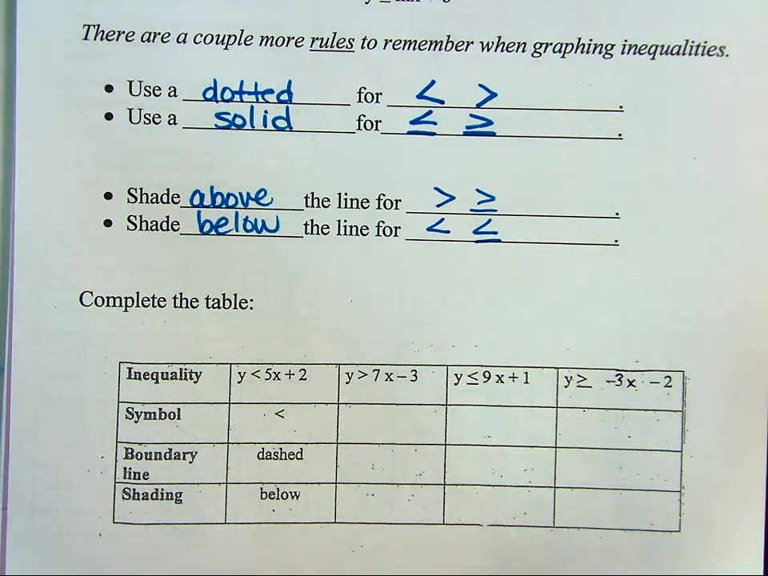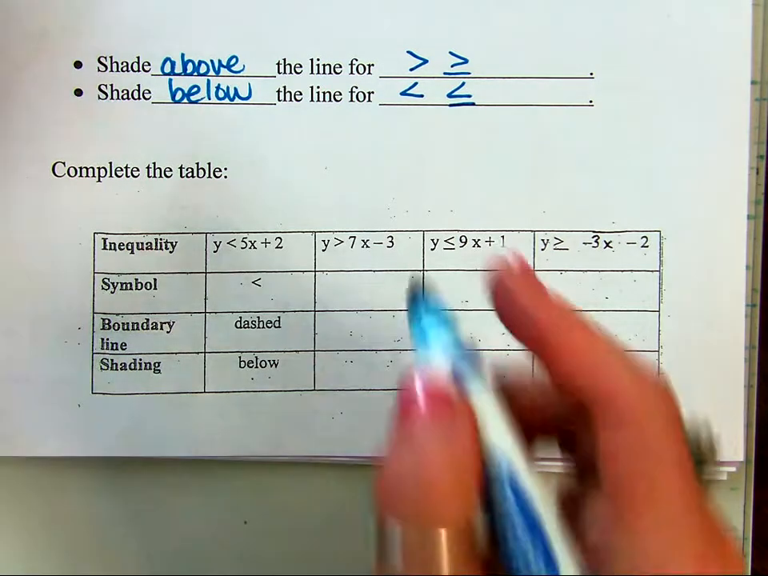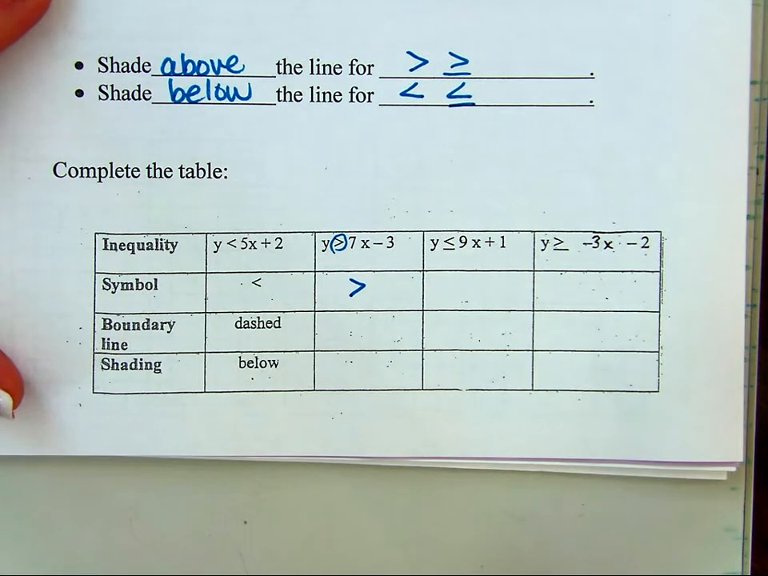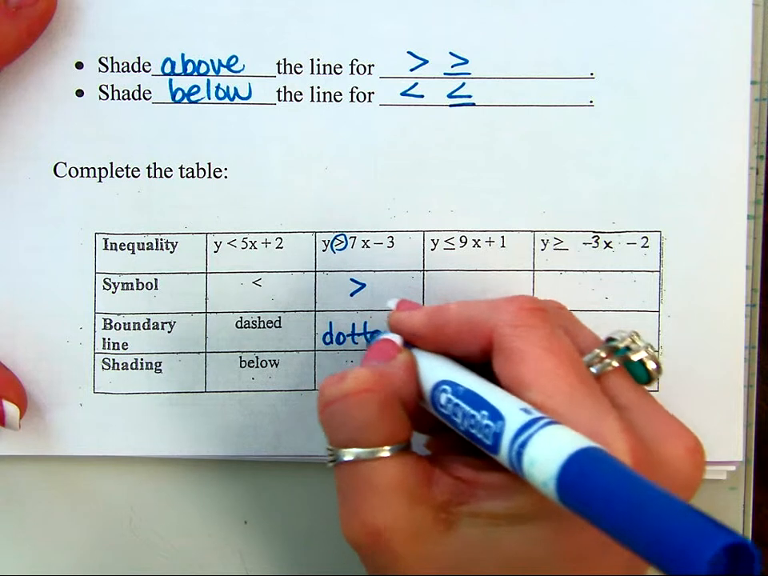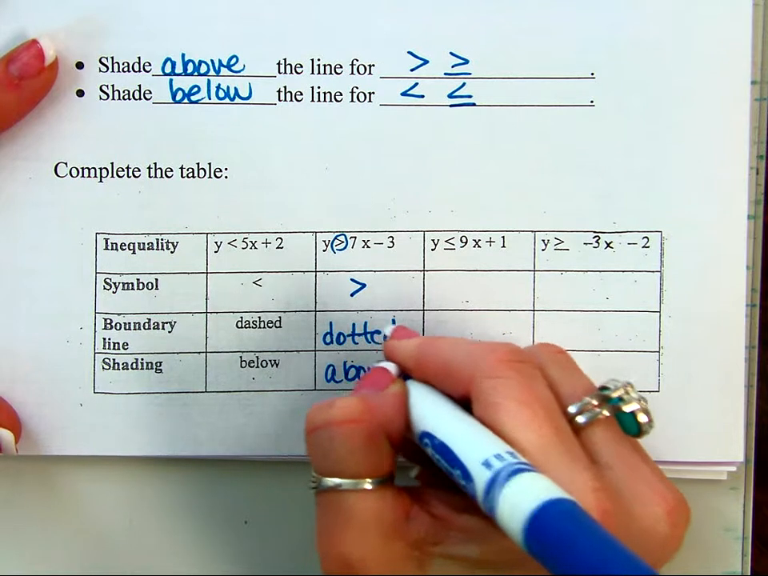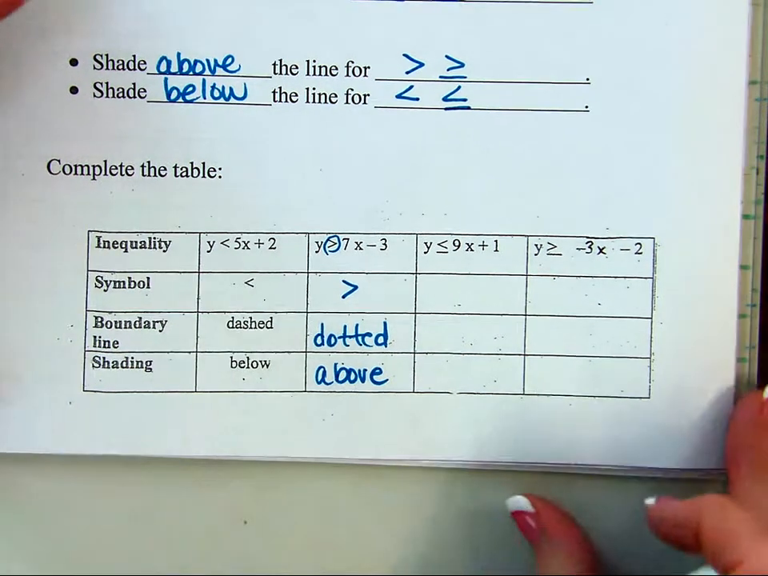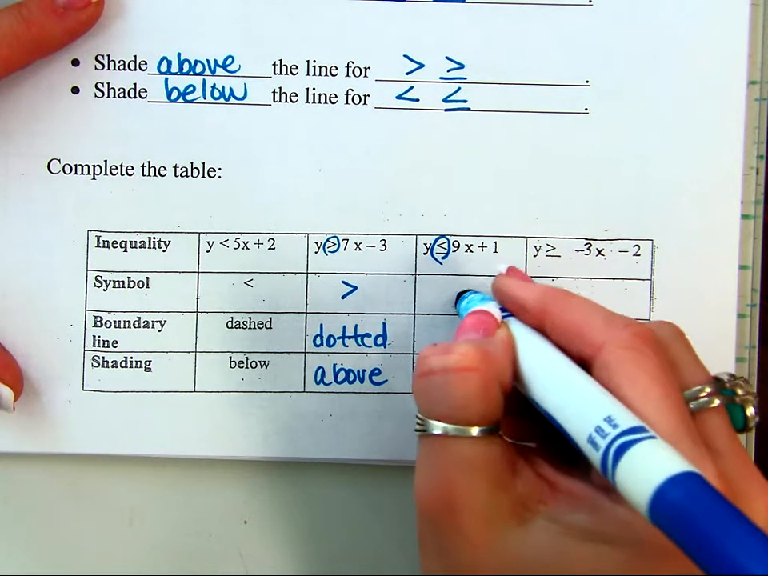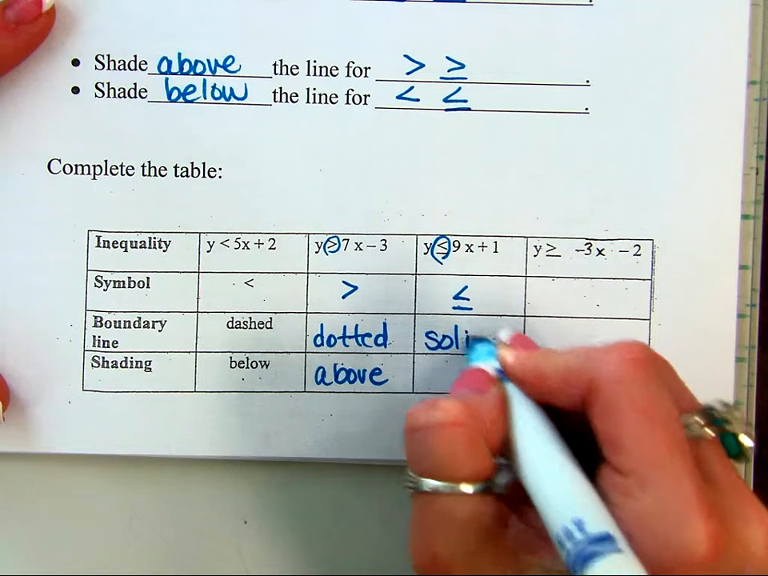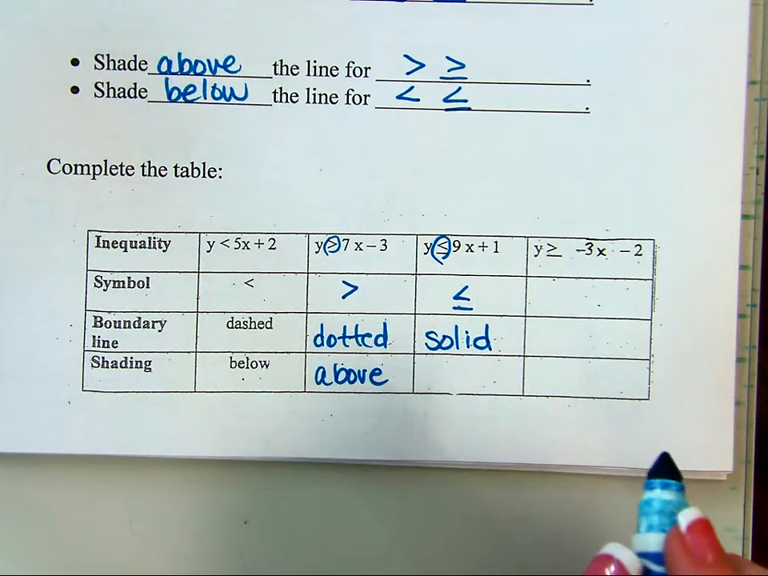So go ahead and take a look down here. The symbol that we're talking about is greater than. So will it be a dotted line? Yes. And the shading is greater than, so I want to go up, which is above, right? Less than or equal to means that point can be on the line. So I'm going to put a nice solid line to show that, kind of like that darkened in circle. And then it's going less than though.